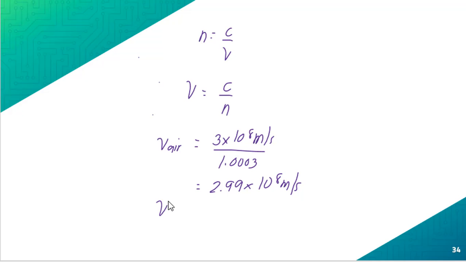But the velocity in glass, we have 2 times 10 to the 8 meters per second. So there is a difference of 0.99 times 10 to the 8 meters per second, or the delta V. Since the final velocity is lower compared to the initial velocity, we now have negative. We can express it as negative 9.9 times 10 to the 7th meters per second. So that will be the difference in the velocity or in the speed when we compare the velocity in air and the velocity of light in glass. Okay?